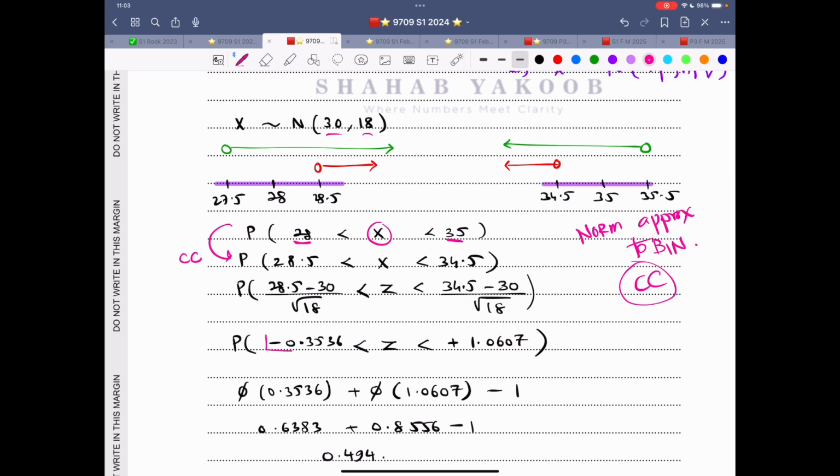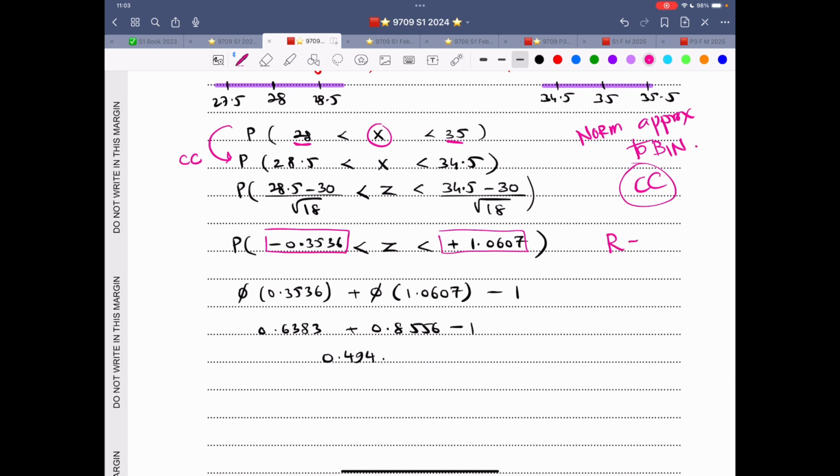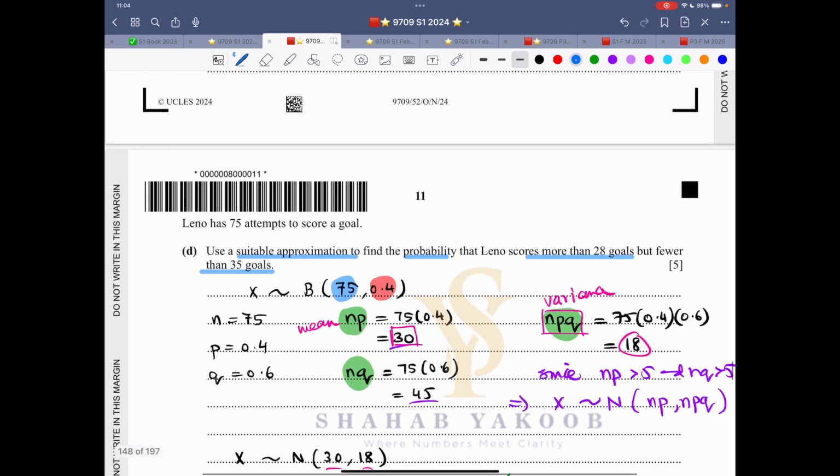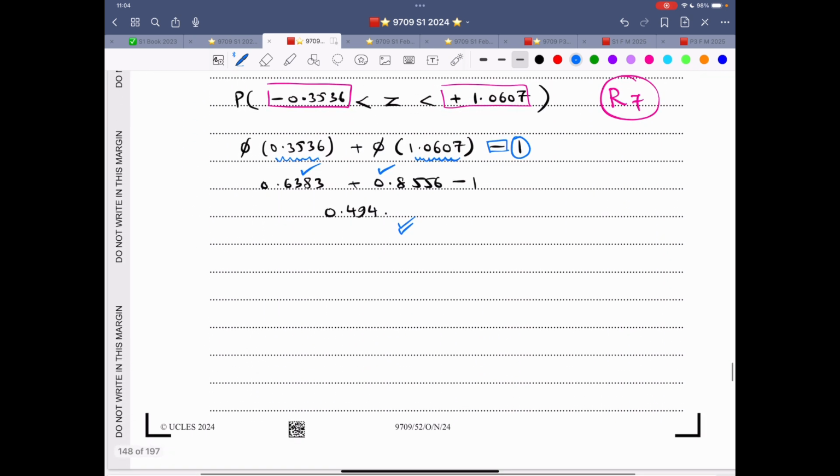Standardize and we get this particular value. Standardize and we get this particular value. This is rule number 7. When one z value is positive, the other is negative. What is the rule? Read the table for one value. Of course, discard the negative sign. Read the table for the other value, add the probabilities and then subtract 1. This is the answer, 0.494. They're asking for the probability.